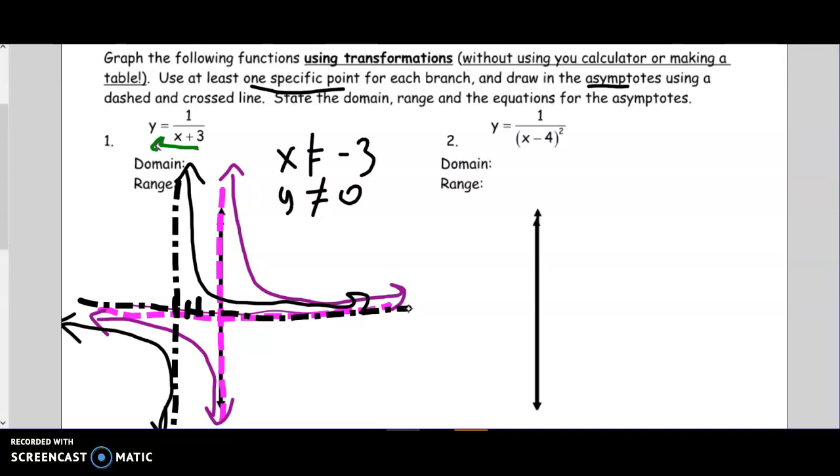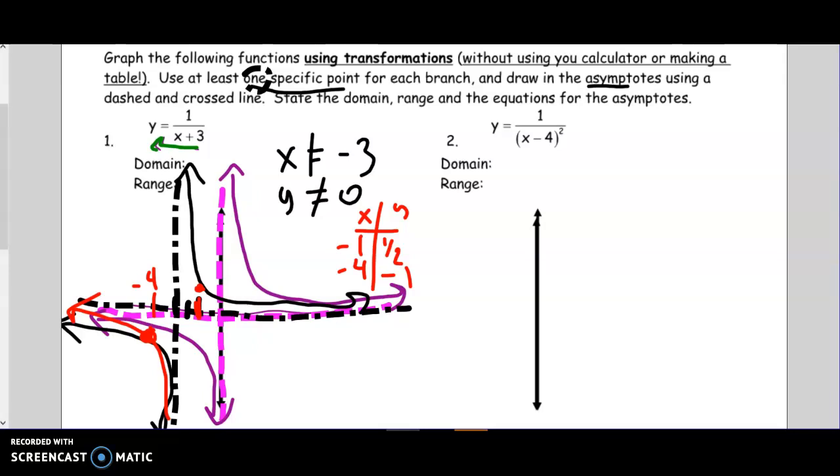If you wanted a few more points, use at least one specific point for each branch. All right, let's go ahead and do that. Let's pick an x on the right side of my vertical asymptote. Let's pick -1, so we end up with 1/2. That's the point (-1, 1/2). And let's pick one on the other side. Let's go with -4. Plug that in: -4 plus 3 is -1, and 1 divided by -1 is -1. So that's there. My graph's done really poorly, guys, but it's there. You can make the table for more accuracy.